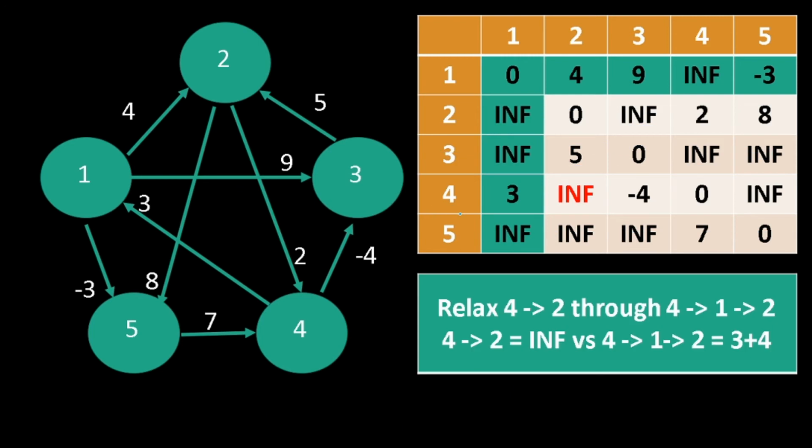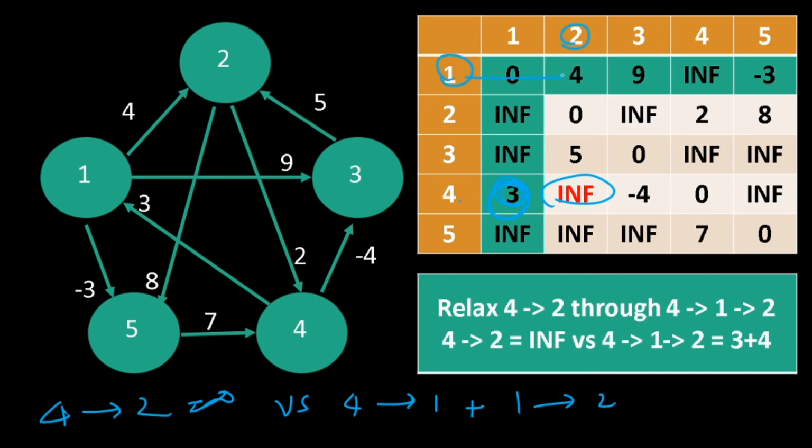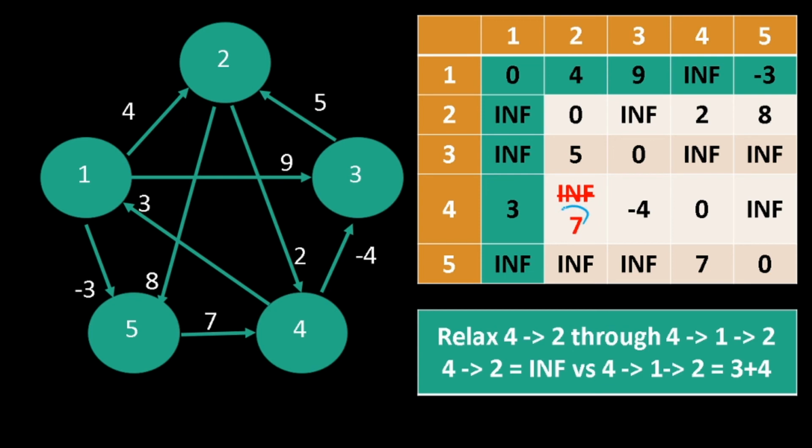So let us try to relax 4 to 2. This is infinity, versus 4 to 1 plus 1 to 2. What is 4 to 1? 4 to 1 is 3. And what is 1 to 2? 1 to 2 is 4. So it is 3 plus 4. So infinity versus 7. Which is better? 7 is better. So we will rewrite it to 7.